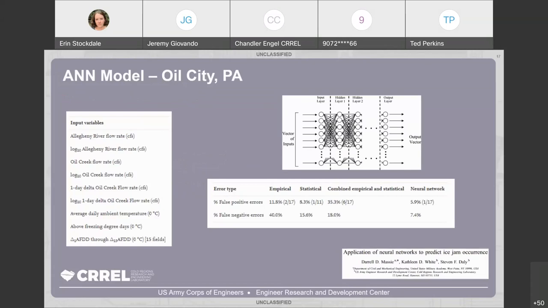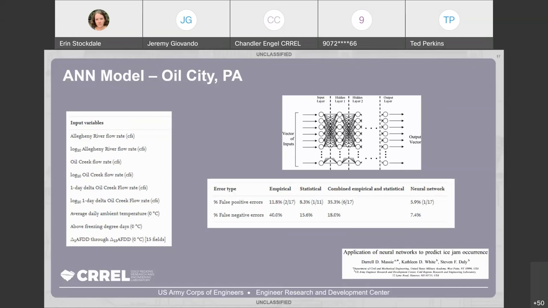And so there has been some research, like I mentioned, using machine learning techniques to predict jams that have been promising. There's a number of examples. I'm just going to talk about one. And this is one that CREL was involved with, Steve Daly and Kate White, I believe, along with some other folks. And it's an example of an artificial neural network used to predict jams, again, at Oil City, a pretty common spot that ice jams have been looked at.